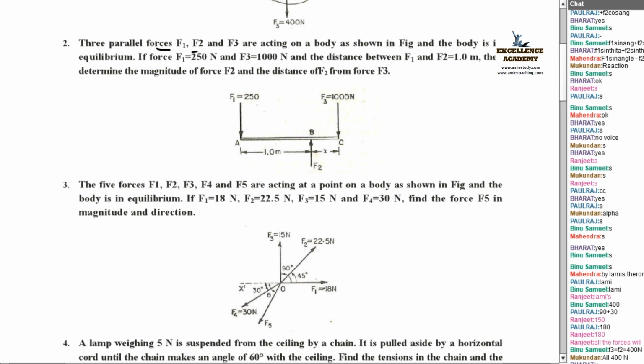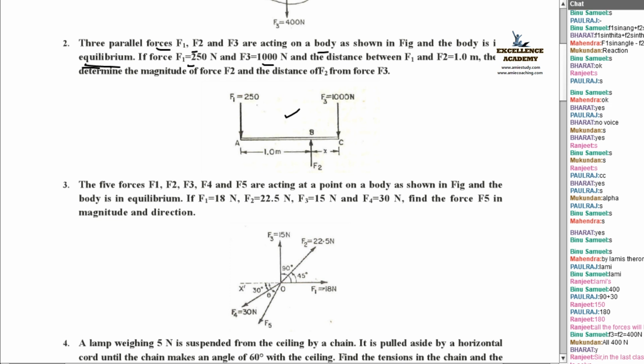Three parallel forces F1, F2, F3 are acting on a body as shown in the figure, and the body is in equilibrium. It is given that force F1 is equal to 250 Newton, F3 is equal to 1000 Newton.